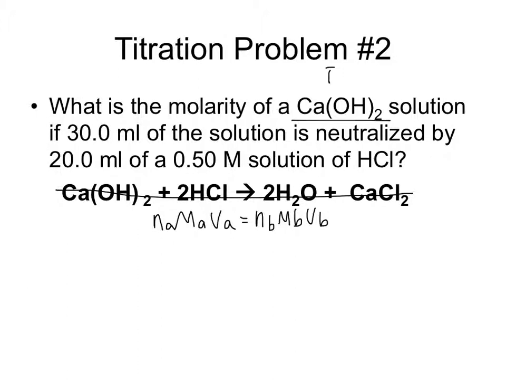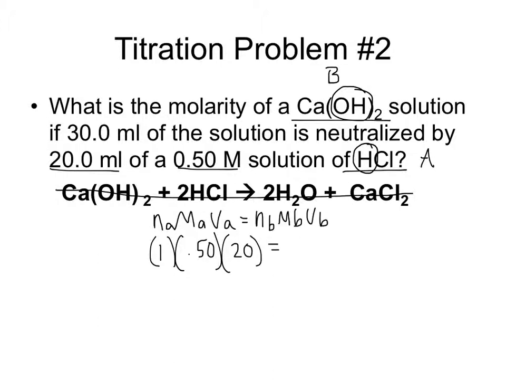So the question says, what is the molarity of calcium hydroxide? That's our base. I know that because of the hydroxide ions. If 30 milliliters of the solution is neutralized by 20 milliliters of a 0.50 molar solution of HCl. So we know that's our acid. And once again, I know that because of the hydrogen ions. So now that I know my acid, I'm going to come over and I'm going to put 1 for N, because there's only one H in the formula. The molarity is 0.50, and the volume is 20 milliliters.